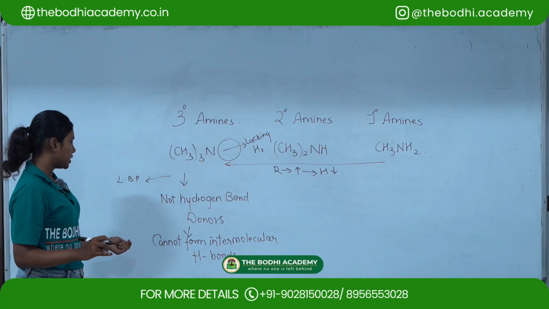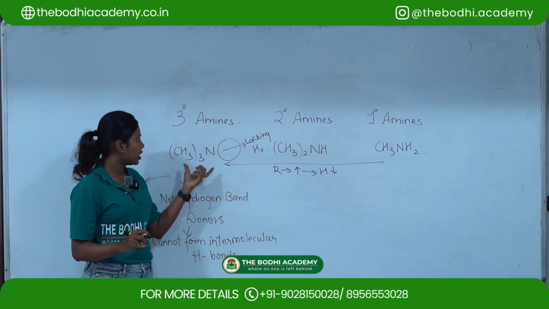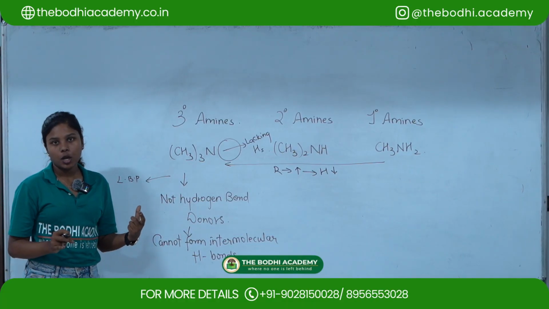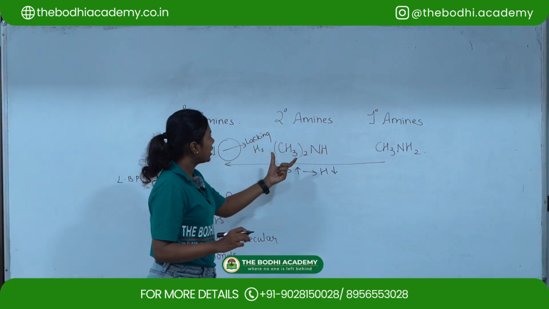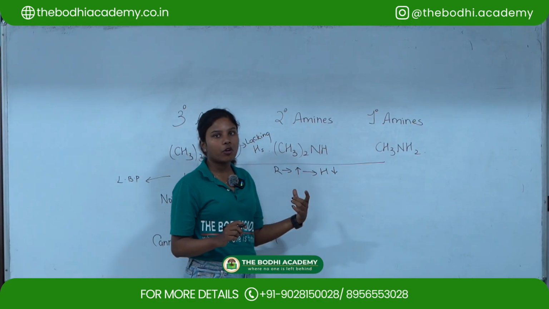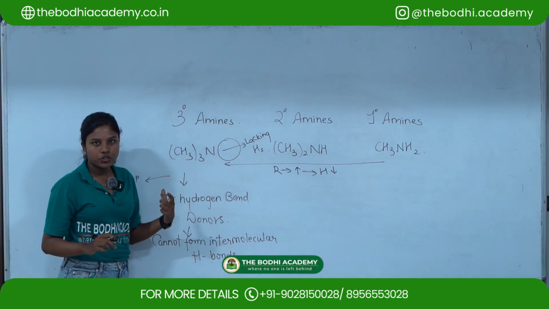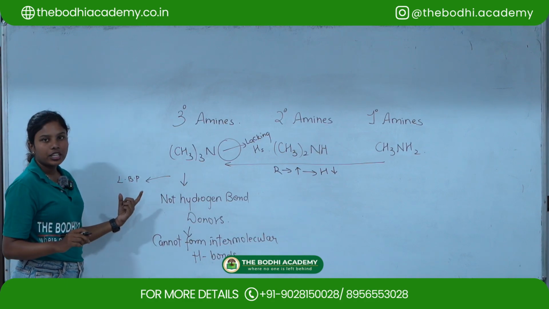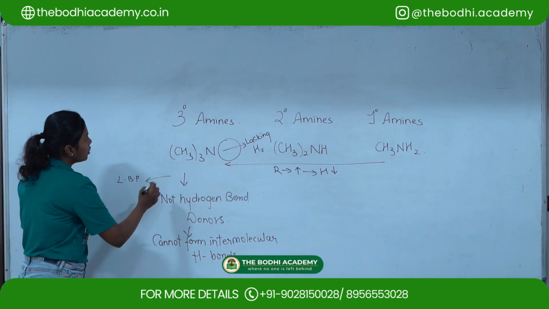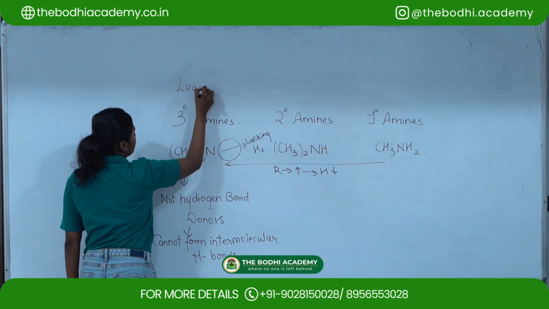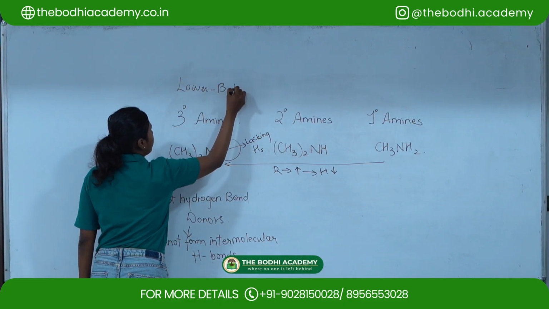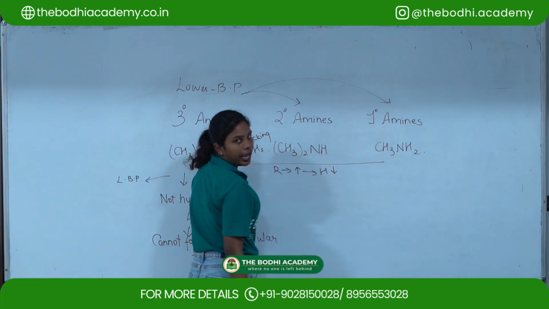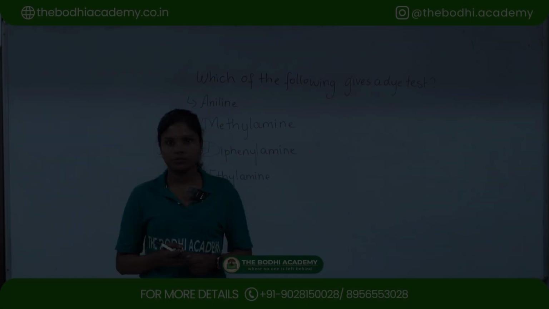Because of this, the tertiary amine cannot form intermolecular hydrogen bonds, whereas primary and secondary amines both can form intermolecular hydrogen bonds. So this is the reason that tertiary amine is said to have a lower boiling point as compared to secondary amine and primary amines.